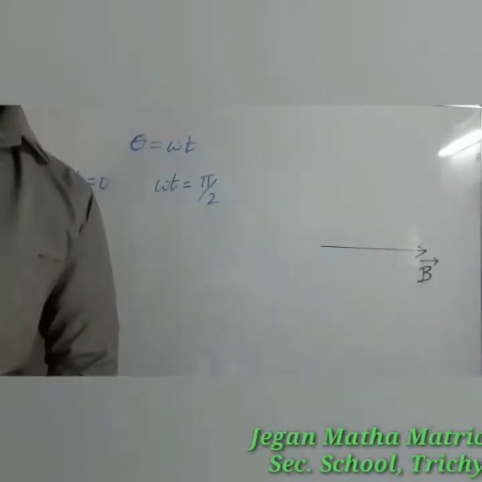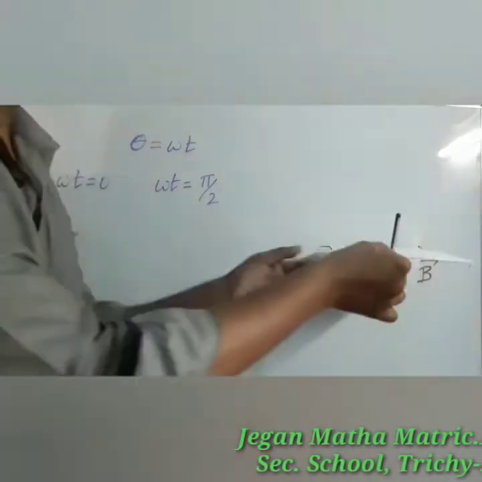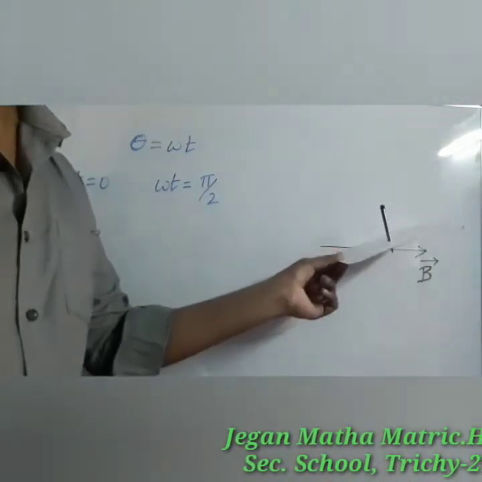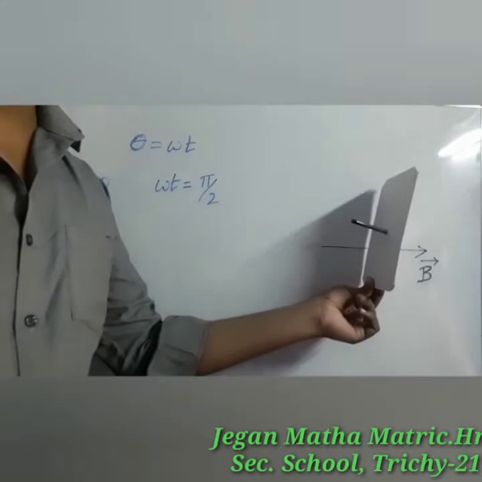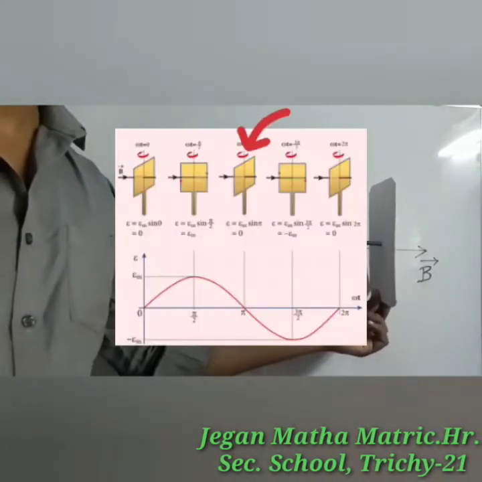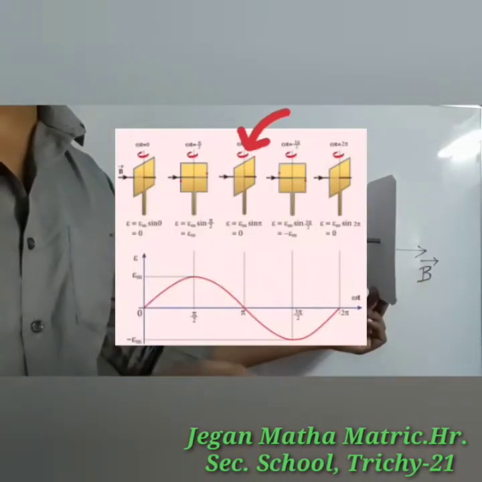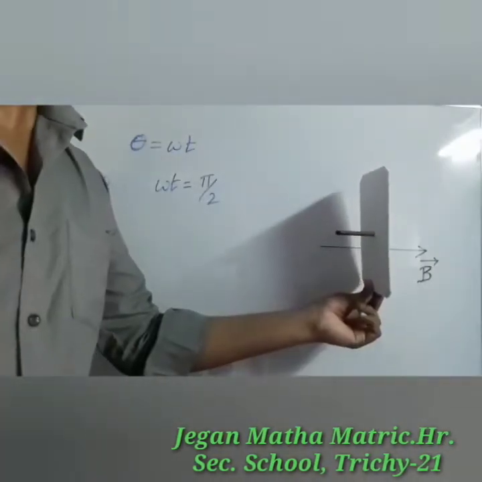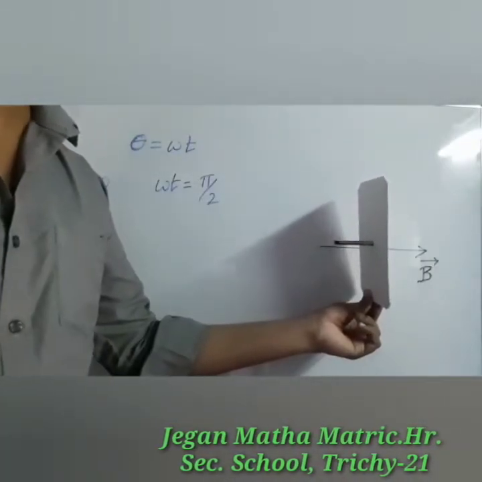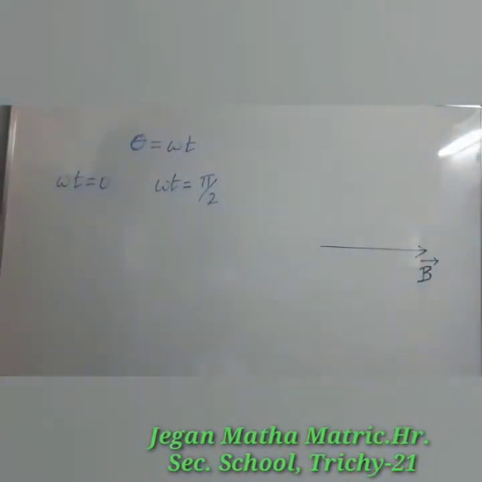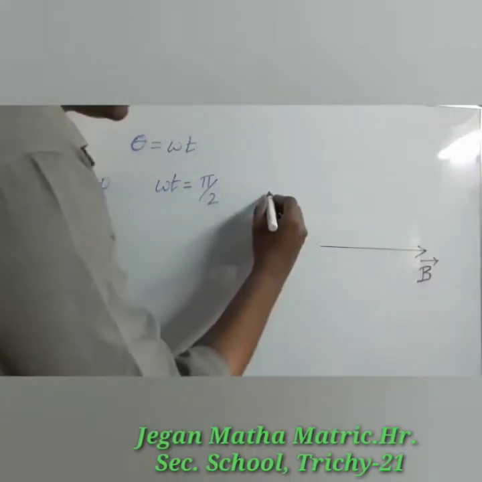In the third case, now the coil is rotated like this. Now what is the angle between the normal and the magnetic field line? They are in opposite directions, so the angle is now 180. Instead of 180, we can write pi. The angle is pi now.